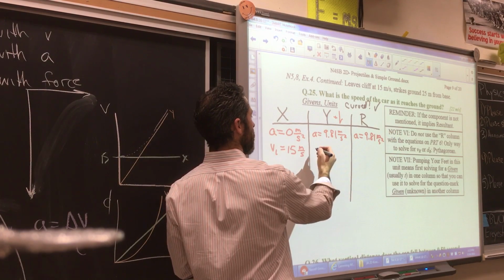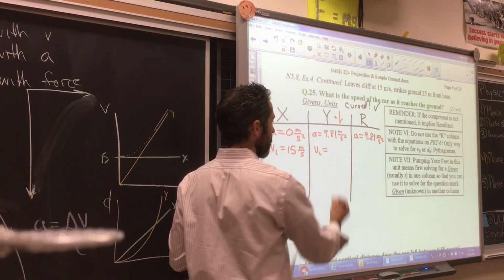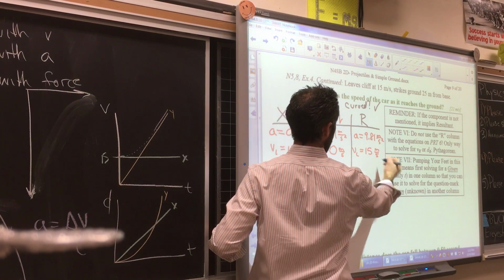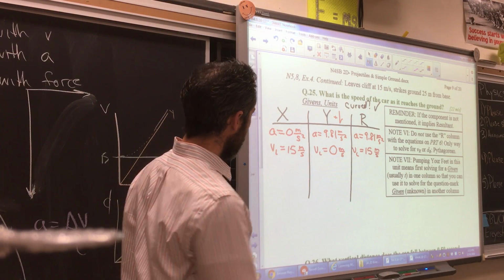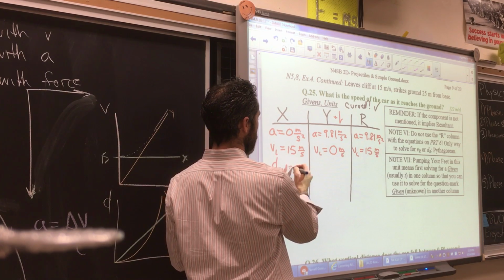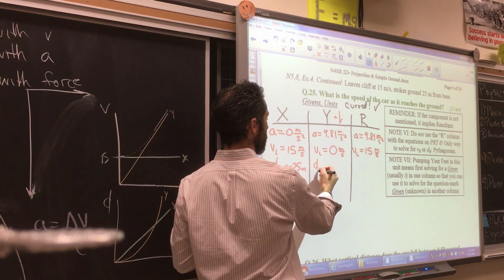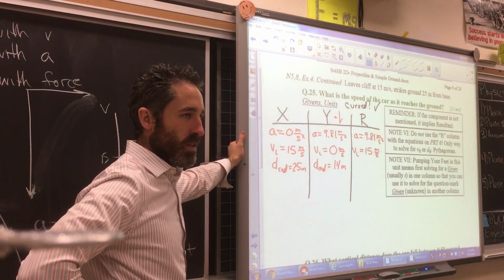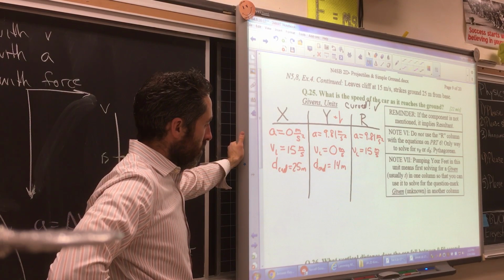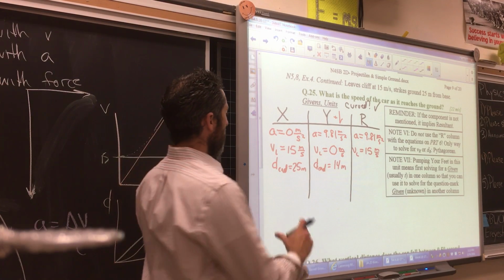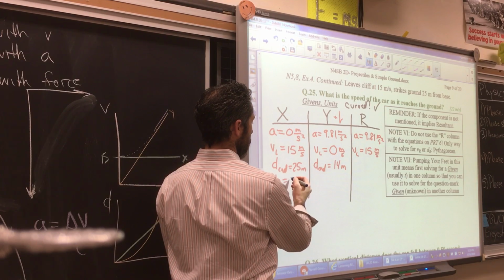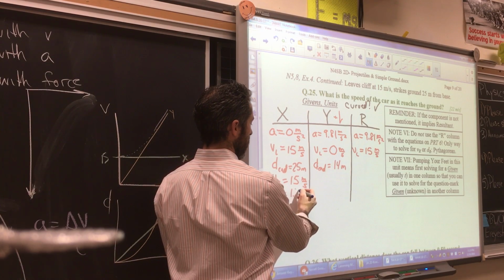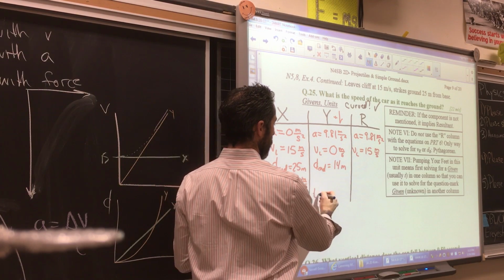Vi in the X, yes, is 15. Vi in the Y, 0. And resultant Vi, 15 and 0 gives you 15. Okay, we also knew the displacement in the end for the X is 25. We actually now know the displacement in the end for the Y is 14. We don't know the resultant displacement. We know the Vf for the X is 15. And we know the time at the end is 1.7 seconds.